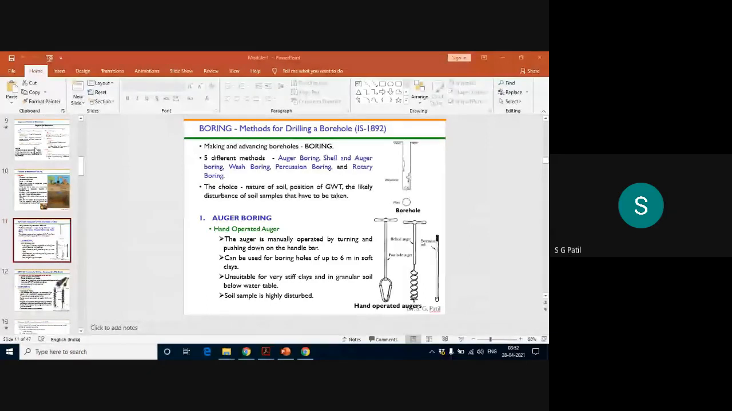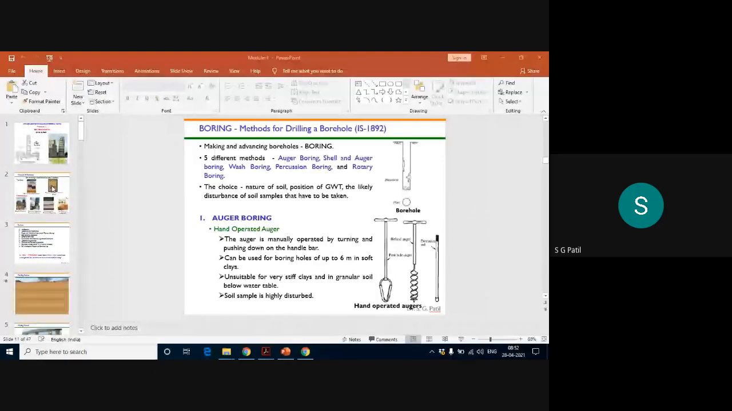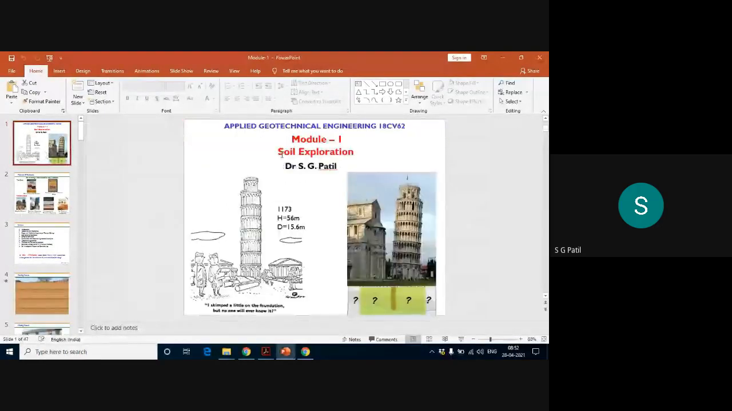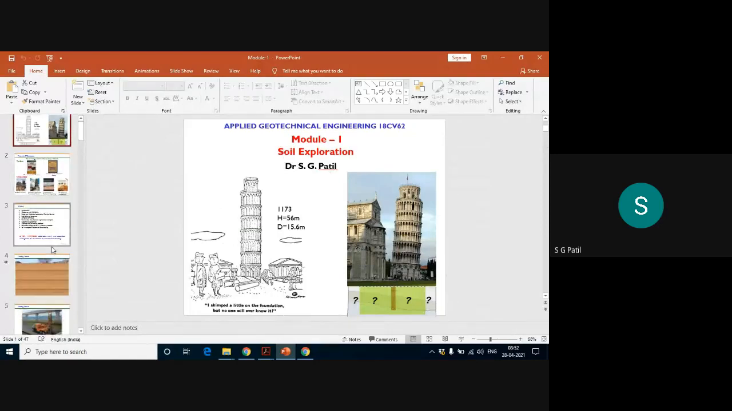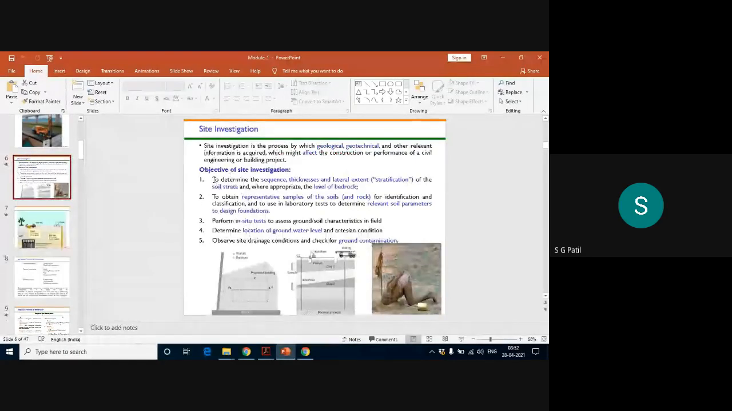Okay, thank you. So in the last class, we started off with the first unit, that is soil exploration. In that we already covered up to the objectives of the site investigation. So what are the main objectives of this site investigation? First one is to determine the sequence, thickness, and lateral extent of the soil strata. Then what is the second objective?